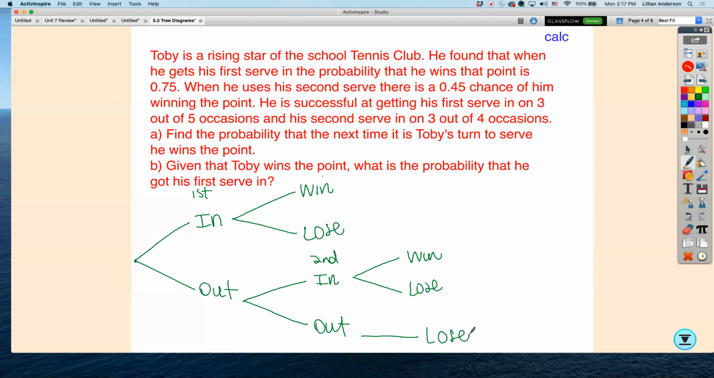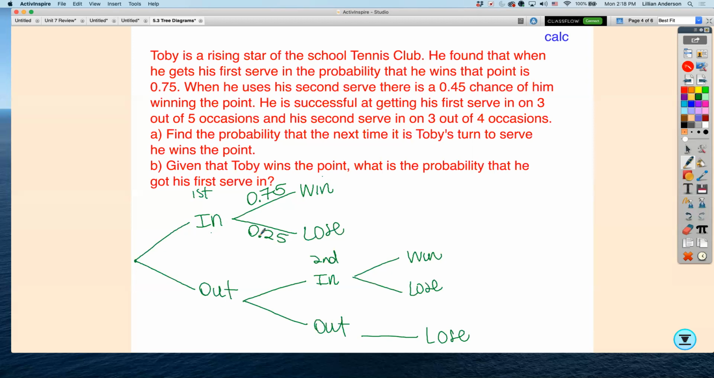The second sentence says he found that when he gets his first serve in, the probability that he wins the point is 0.75. So that means up here, it's going to be 0.75. Which means if he gets his first serve in, what's the probability that he loses? 0.25. Because again, the branches have to add up to equal 1.